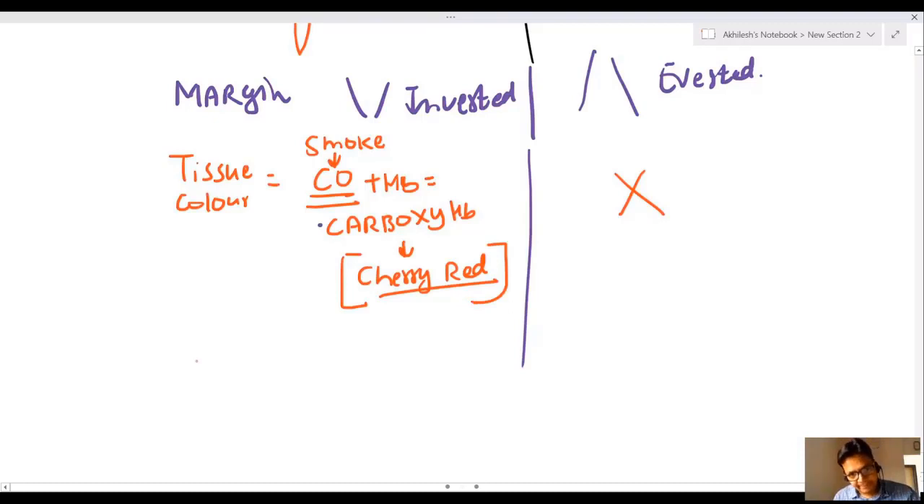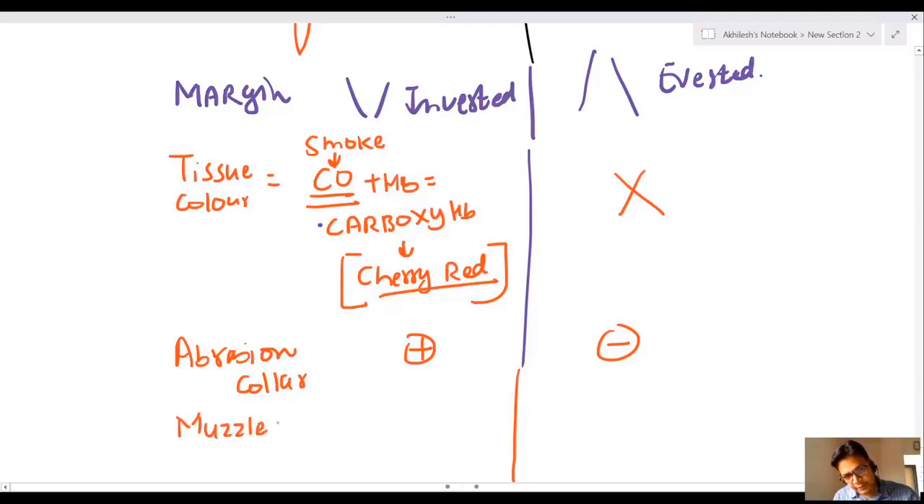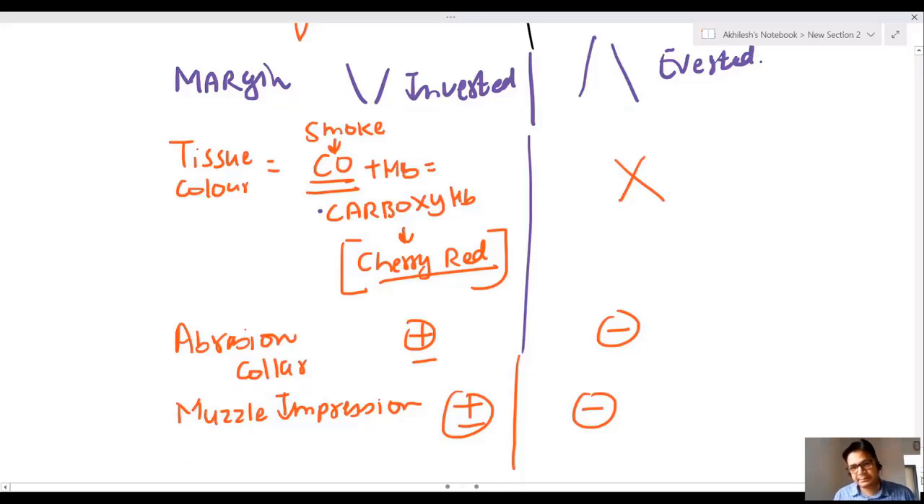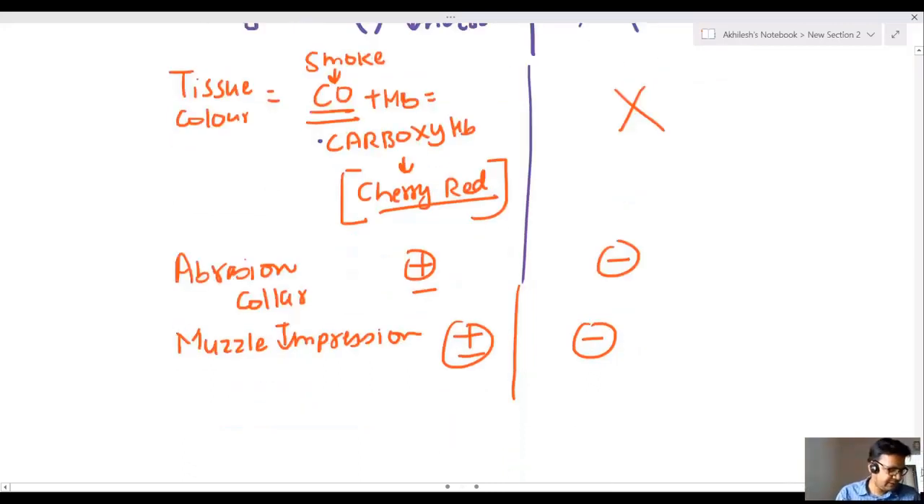Sir, abrasion collar may be present in entry wound, absent in exit wound. Sir, muzzle impression. Like this is the muzzle end. If this muzzle end forms an impression, that can be present in entry wound, and it is absent in exit wound. Plus minus, that can be present, that is absent.